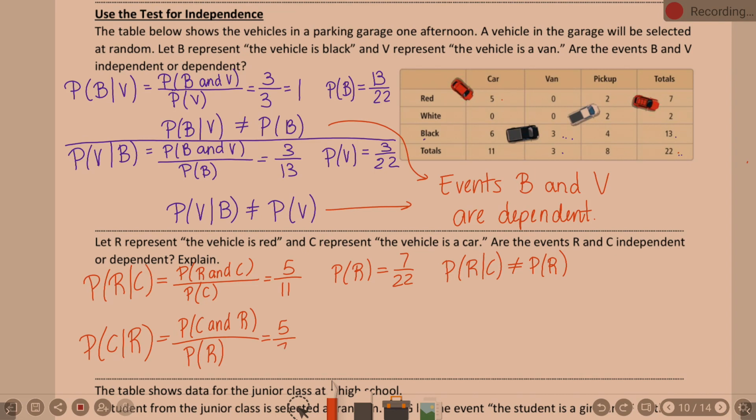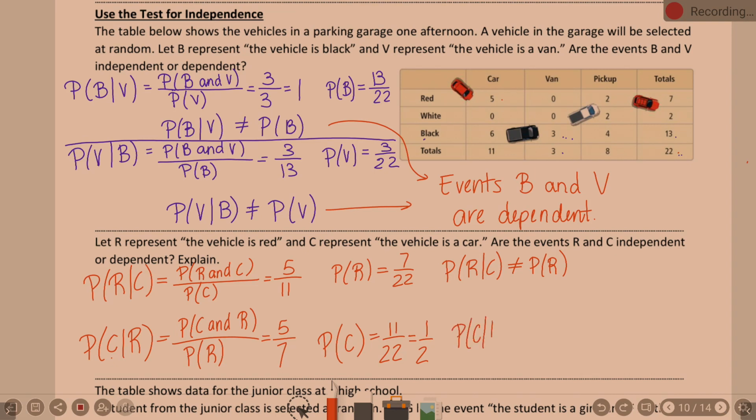Okay. And we're going to compare that to the main probability there, right? Not the condition, the main probability. So probability it is a car. What do we got? 11 out of 22. We want to be fancy. What do we know about 11 out of 22? It's 1/2.